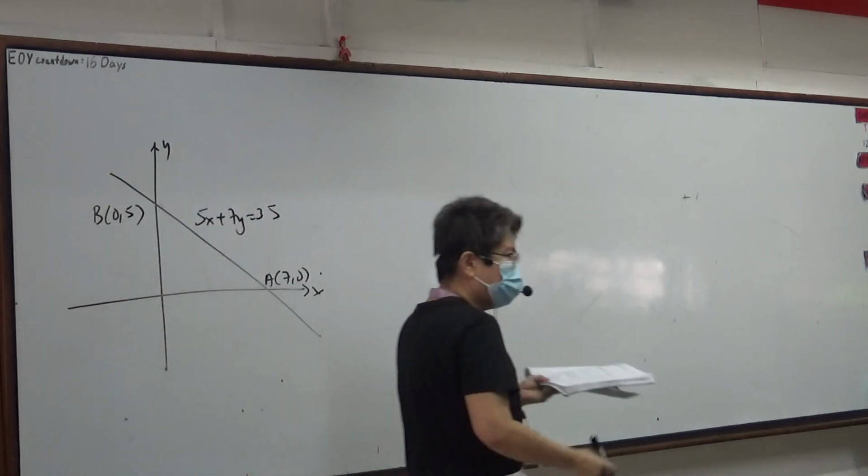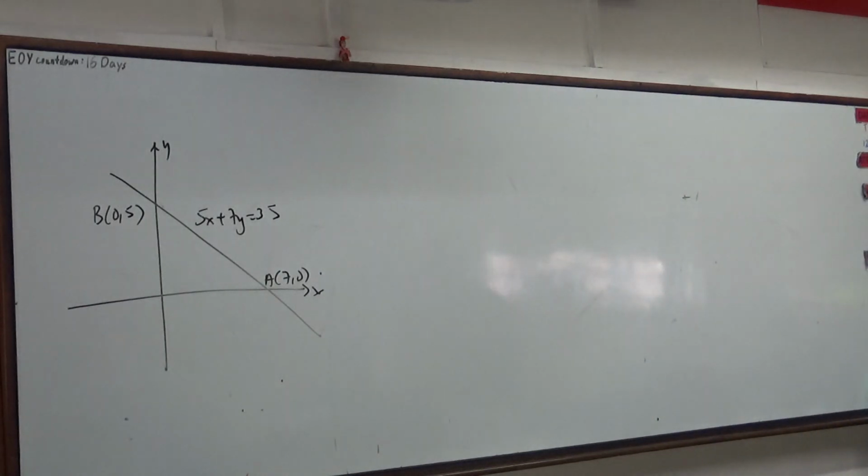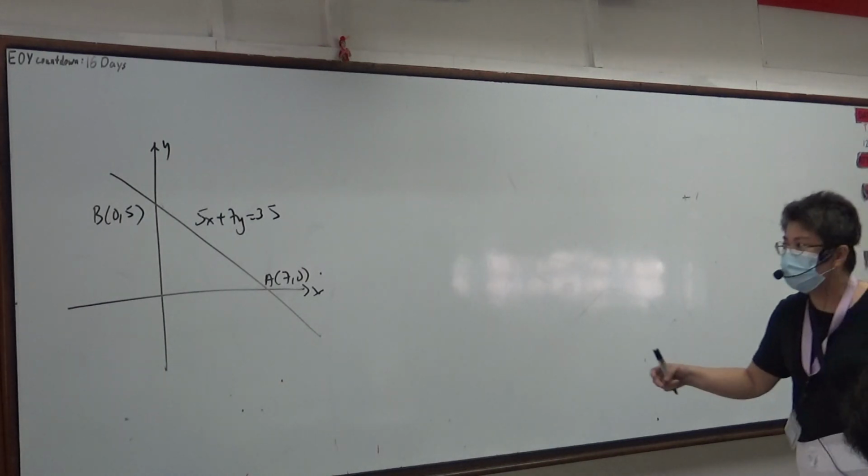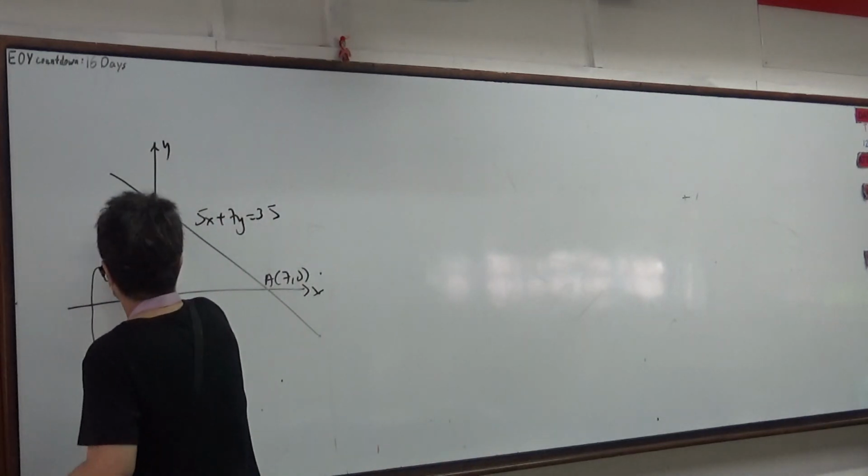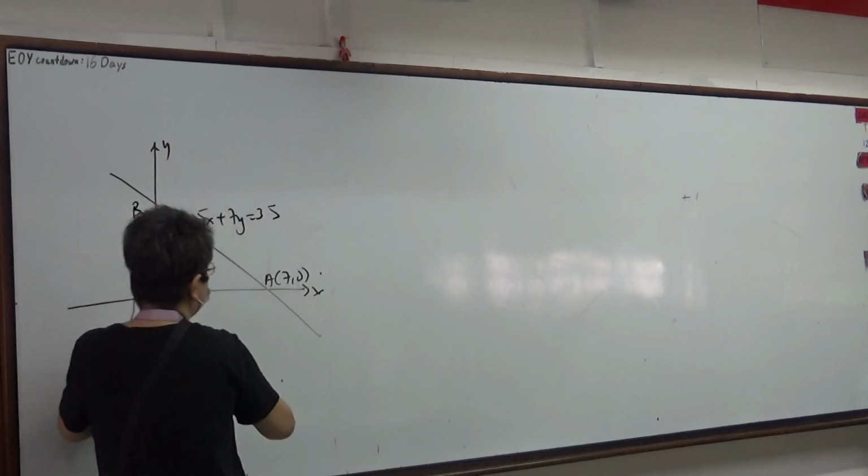Okay, I'm going to do this on the board now. The line 5x + 7y = 35 intersects the x-axis at point A and the y-axis at point B. Find the coordinates of A and of B. Alright? Now, this is from the diagram. That means, actually we don't know yet. So this is B, this is A.